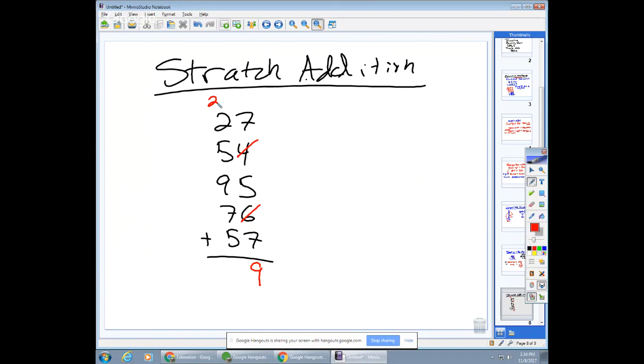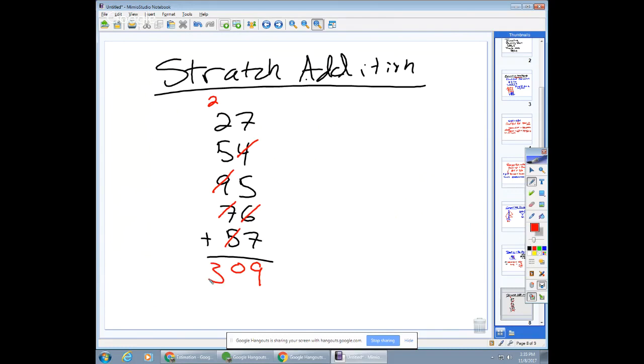2 and 2 is 4, and 5 is 9, and 9 is 18, scratch. The 8 moves on. 8 and 7 is 15, scratch. 5 and 5 is 10, scratch, put the 0 down. And then consider the scratches. 1, 2, 3, that must be 310, so this must be 309.